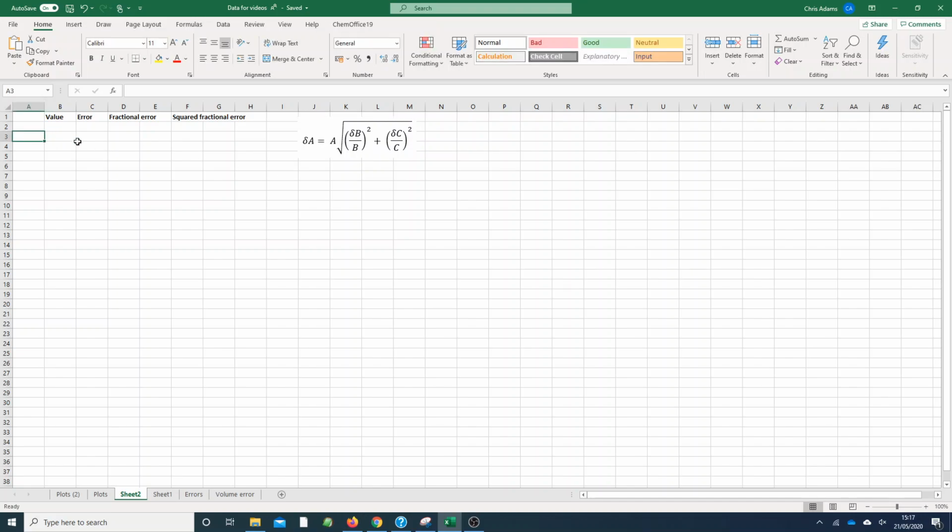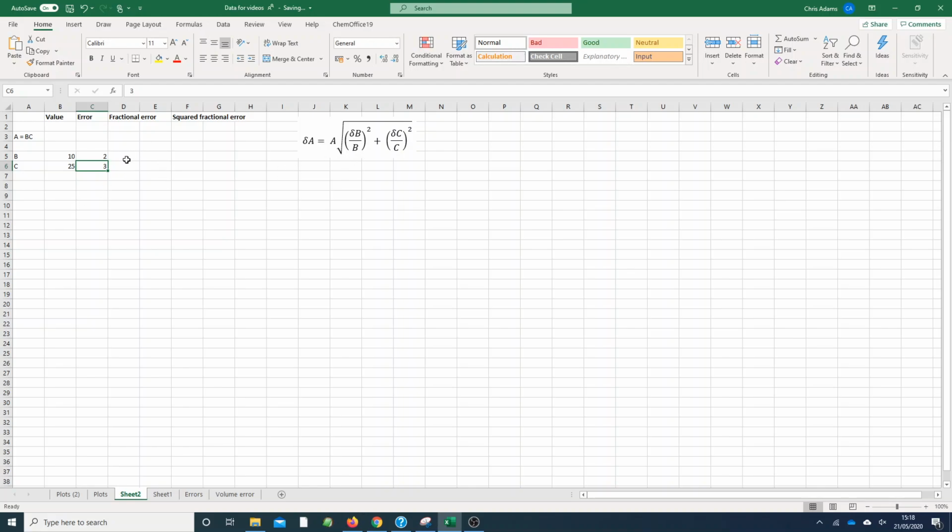So let's start off with a sum of the kind A equals B times C. Let's say B has got the value of 10 and an error of plus or minus 2 in it. Let's say that C has got the value of 25. The error in that is 3. So this is B, this is delta B, this is C, this is delta C.